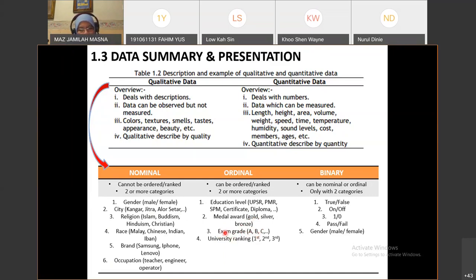The same goes to the ranking of the university. Okay, and that's all for ordinal data.